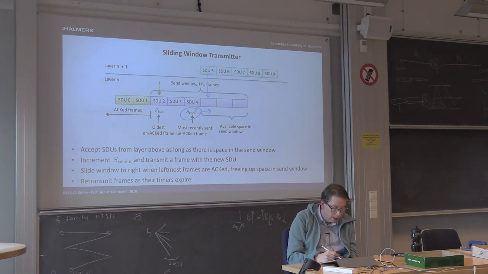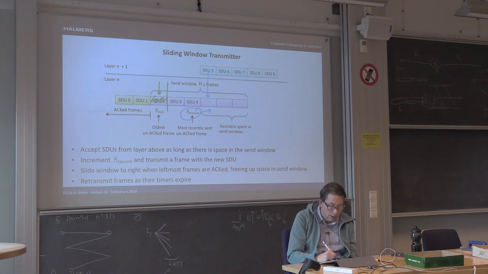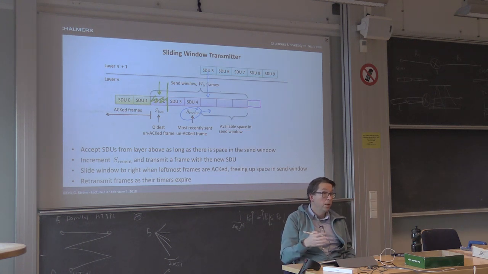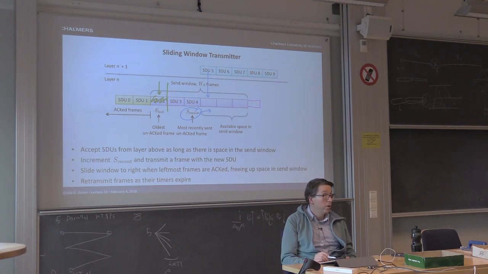This sliding is that we take the boundary here and make this one green, and then we add a purple one here. This is called sliding the window, essentially pushing out the frame that we know has already been received. So we slide the window to the right when the leftmost frames are acknowledged, freeing up space in the send window, which means I can now take another service data unit from above.